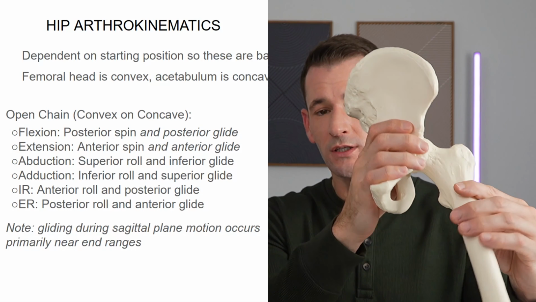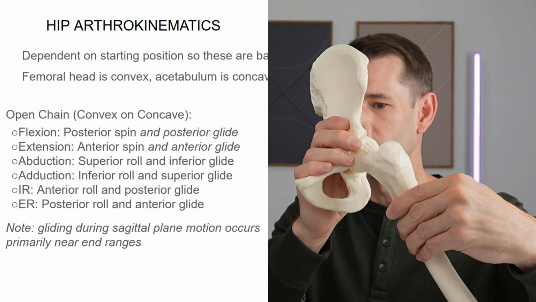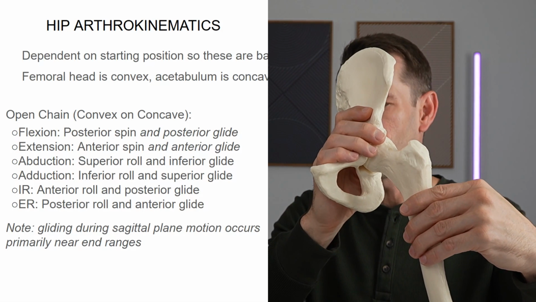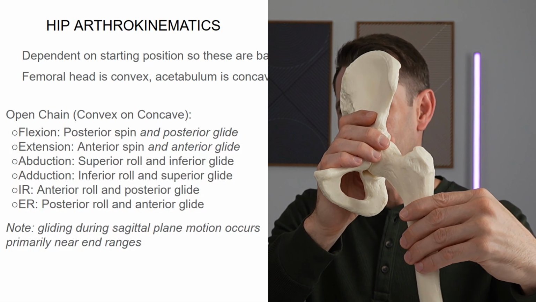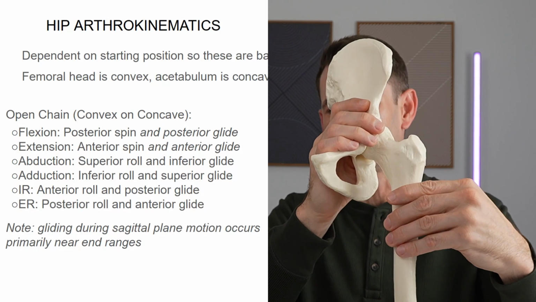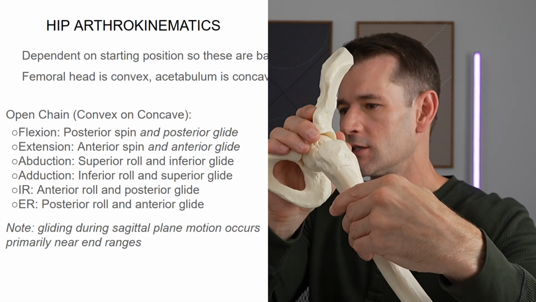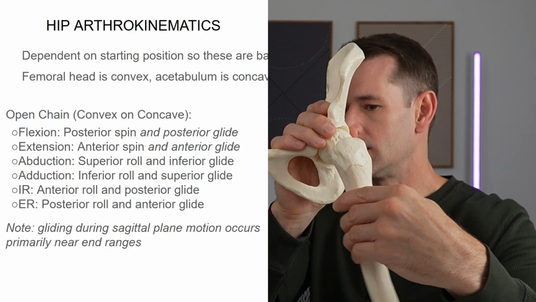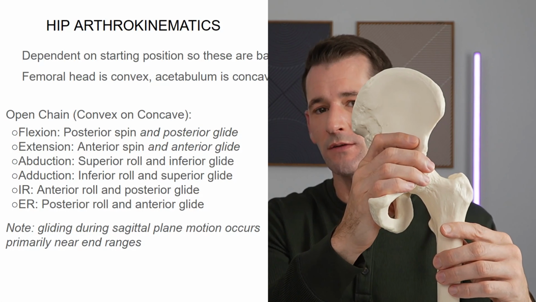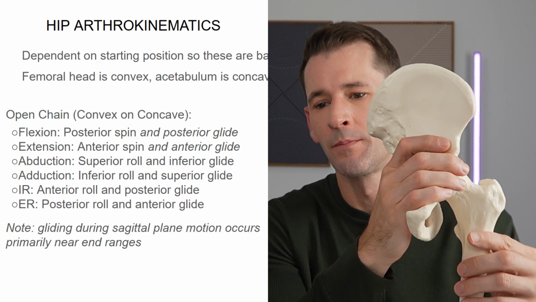So if flexion is going to be posterior spin, it makes sense that extension is going to be an anterior spin. Again, the superior aspect of that femoral head as I go into extension is going to come anterior because it's an anterior spin. Anterior spin with that extension. Similar to flexion, at the very end range of that extension is some anterior glide within that joint.